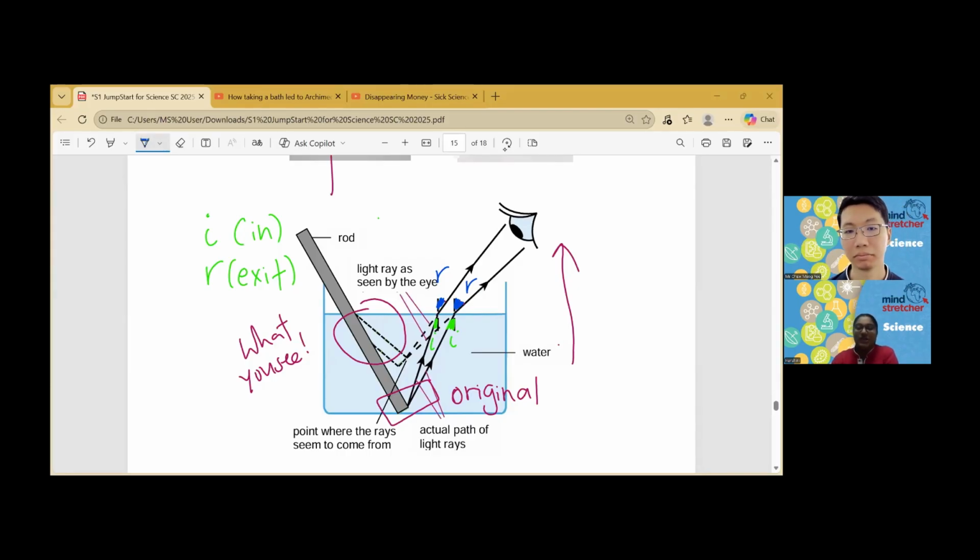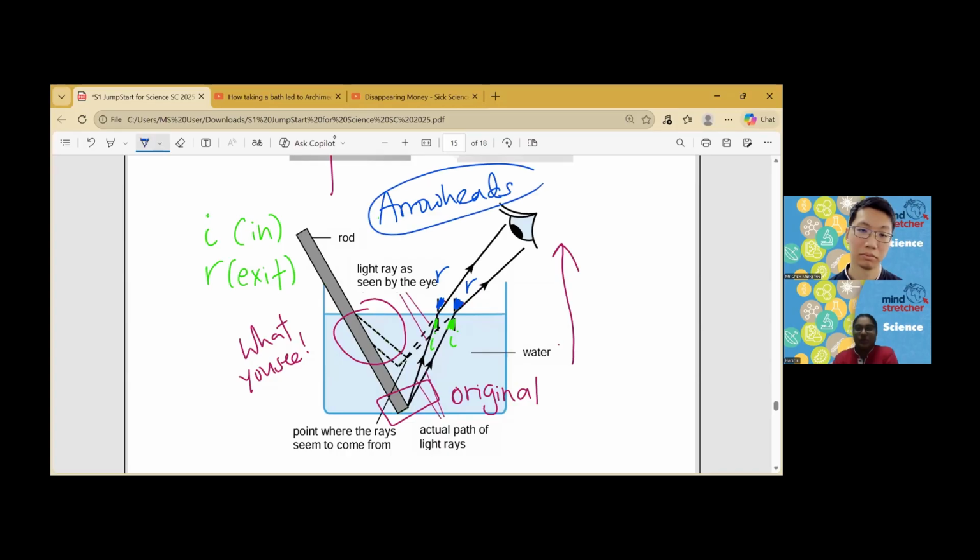Once there's a change in your medium, there is going to be a bending of the light ray, and that's when refraction happens. So take a look at where the light is coming from and where the bending happens. Your clues are always the arrowheads, so always take a look at in and out.